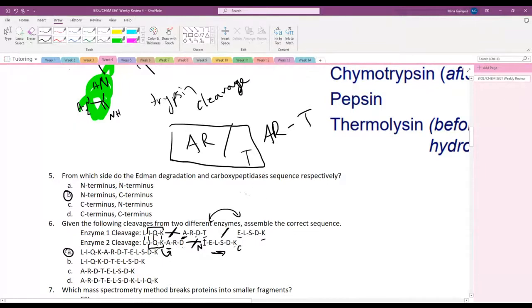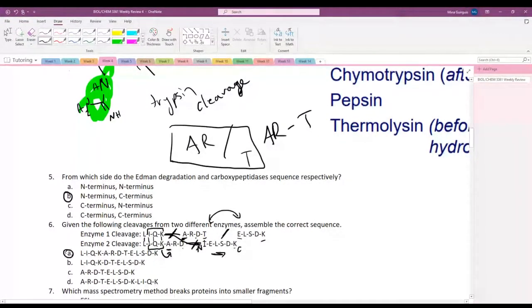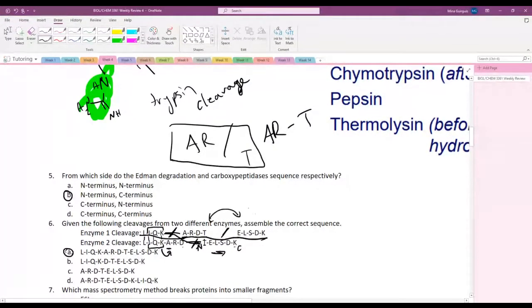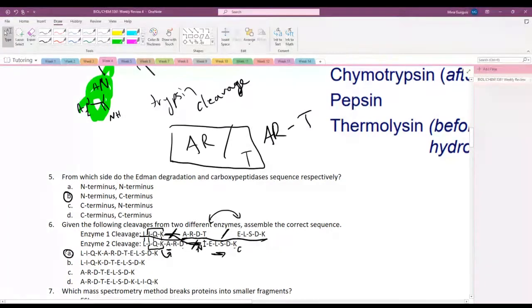Don't get mixed up. The ones on enzyme one cleavage and the ones on enzyme two cleavage are separate. So don't accidentally combine from here to here or something like that. Only combine within the same, however it's delivered to you, whether it's row, column, whatever the case may be. Only put together, I guess is the better way to put it, the ones that come from the same cleavage. Okay. It's unfortunately a more common mistake than I'd love to have, but yes.